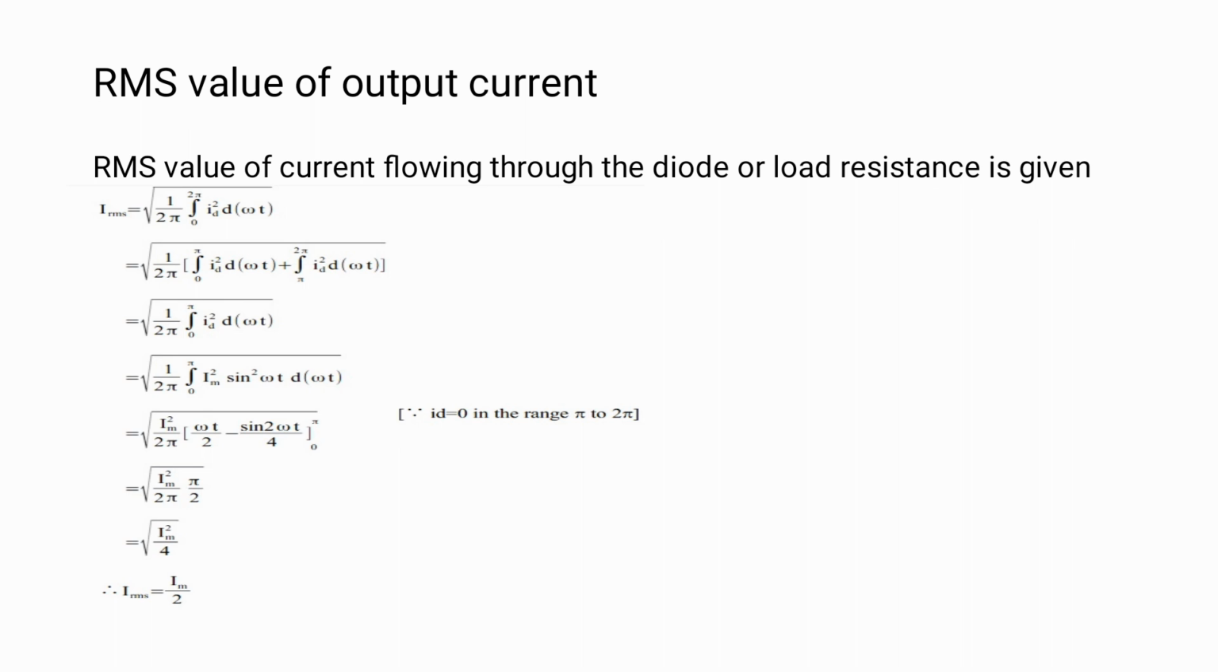In the next line, we similarly have 0 to pi and pi to 2 pi, where in the pi to 2 pi range it is equal to 0. So we are considering only the 0 to pi range and just put the value Im sin omega t. After that, normal integration, and we have IRMS equal to Im by 2. Similarly, we also have the RMS value of the output voltage, V equal to IR. So V RMS equal to I RMS into RL, and we get the RMS value of voltage also.